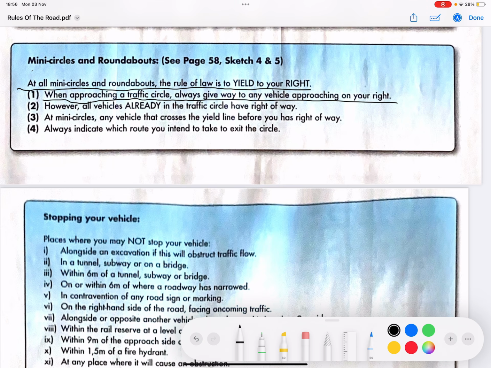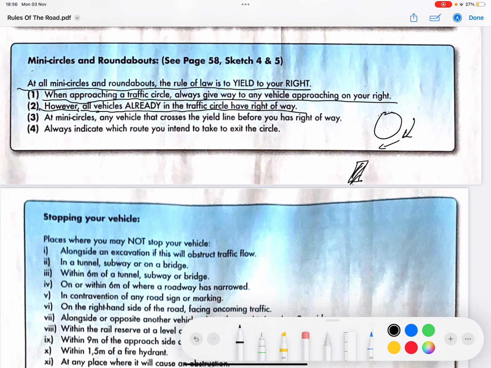So, this is a traffic circle. You are here. There is already a vehicle. It's approaching from your right. Let this car go before you can jump in. However, all vehicles already in the traffic circle have the right of way. So, again, the rule that applies the most is that the one who arrived first will go first.